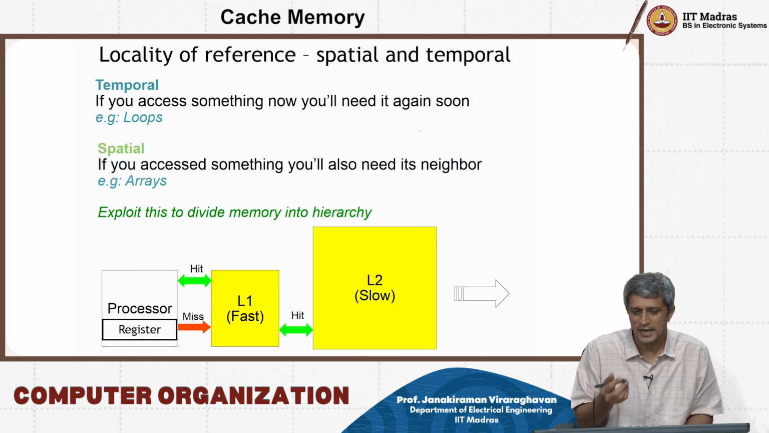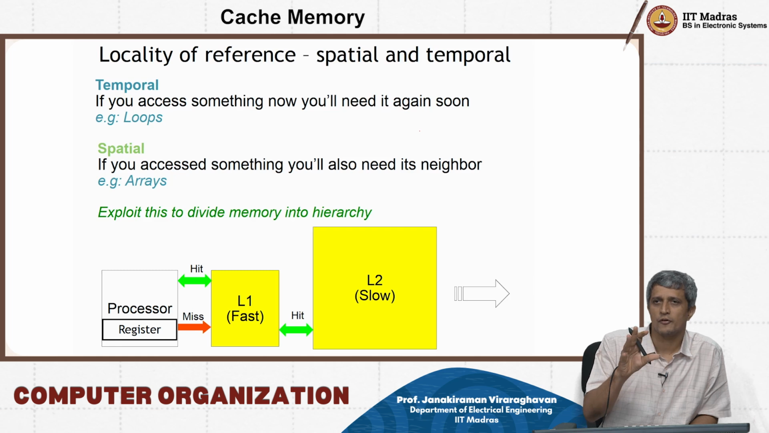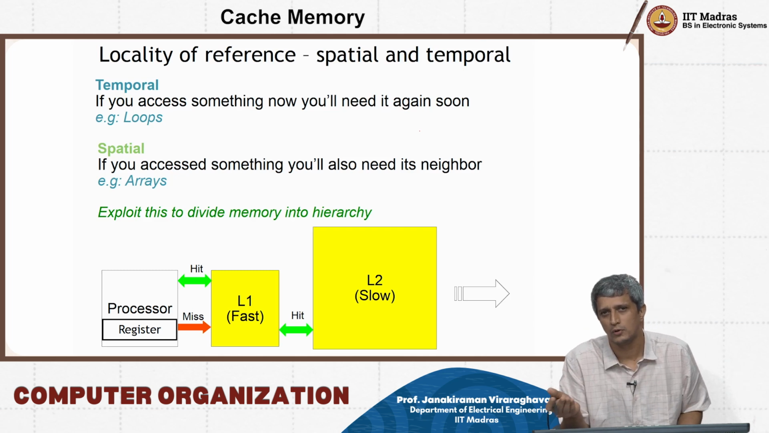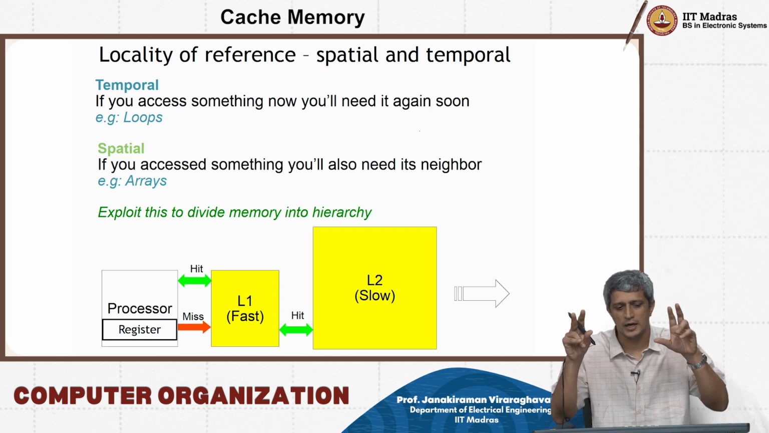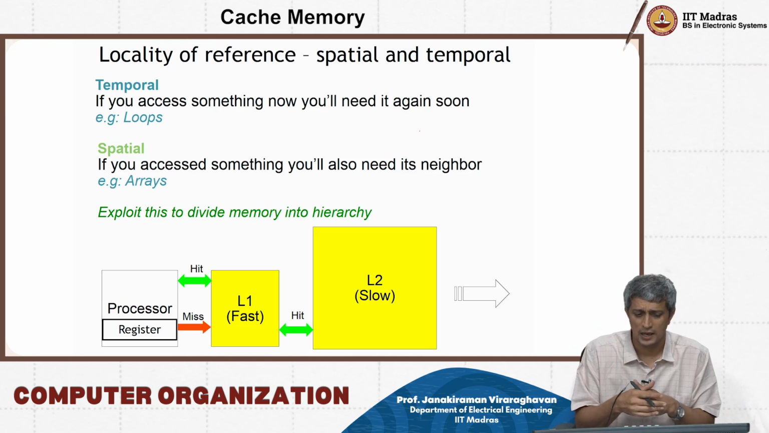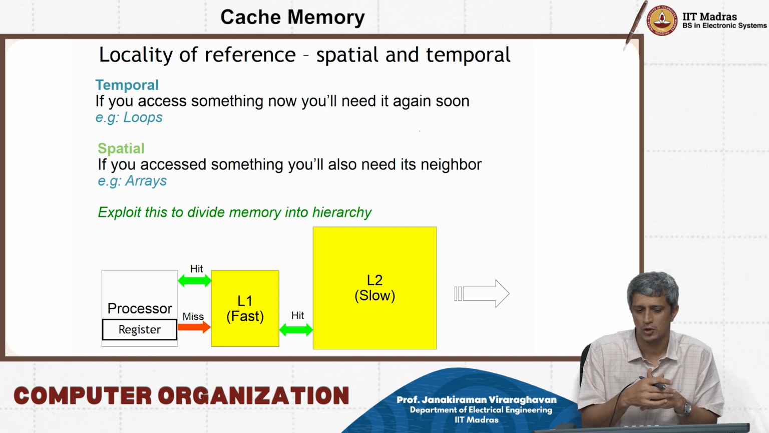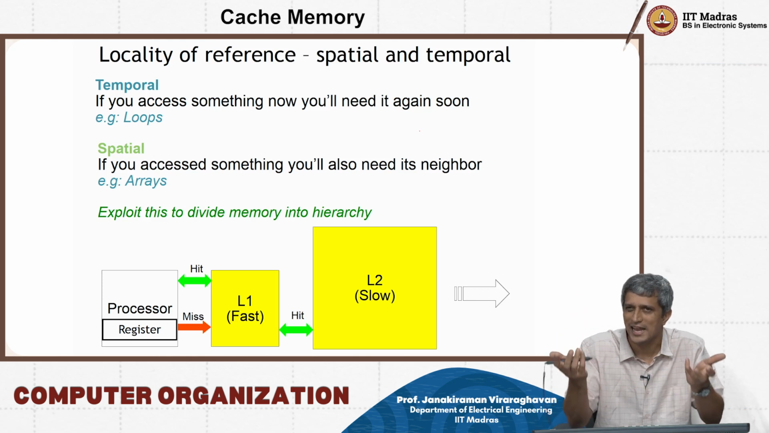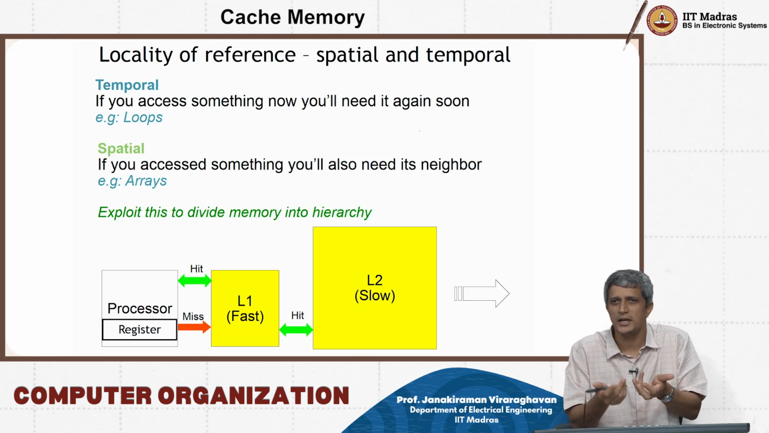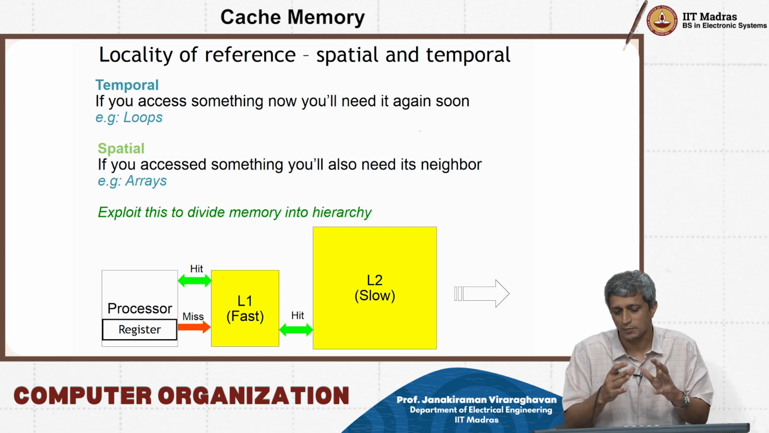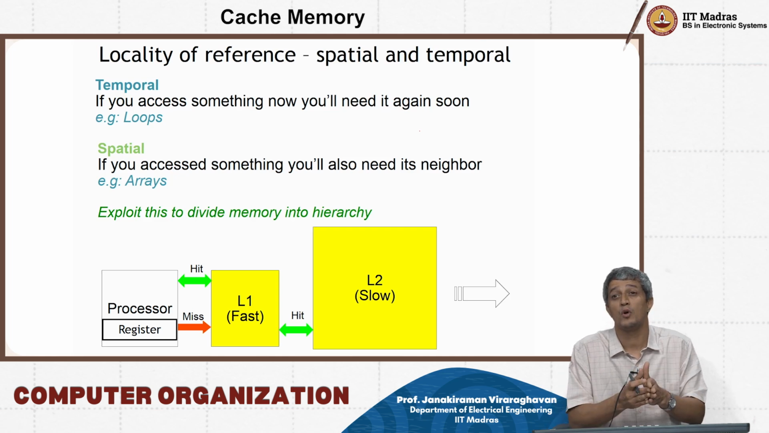So the idea is, first of all, when you are fetching data from the memory, if you fetch something now, it's likely you will need it soon. Therefore you are going to use this temporal locality idea to optimize your memory. Likewise, spatial locality. If you access something now, you will also need what is just around it, typically an array. If you access x of 1, very likely you are going to access x of 2 and x of 3 soon after this. So you are going to exploit this to divide memory itself into a hierarchy.